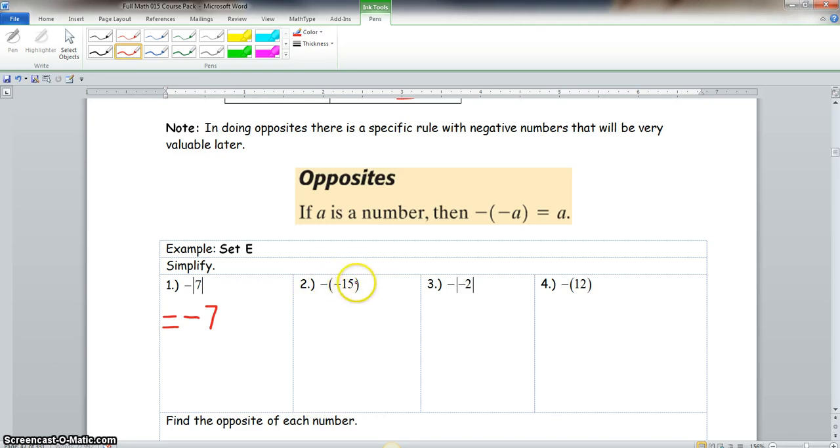Now number 2, this is just a parenthesis. So we know inside of a parenthesis, -15 doesn't change. But because this negative is on the outside, that means the opposite of what's inside the parenthesis, which would give us +15. Now we go here to number 3. Again, we do the absolute value first. The absolute value of -2 is 2, and then we will bring down our negative sign because this negative sign is on the outside of the absolute value. Now with number 4, we're dealing with a parenthesis. Parenthesis 12 is just 12, and the opposite of 12 is -12.